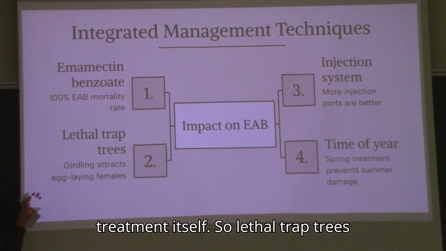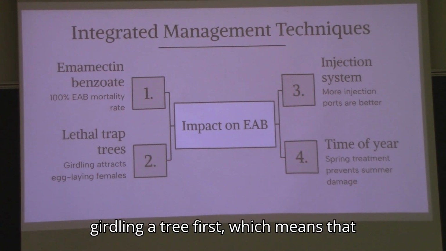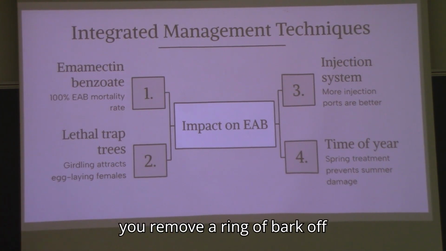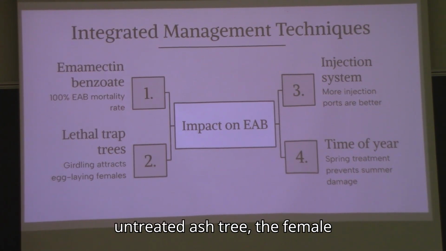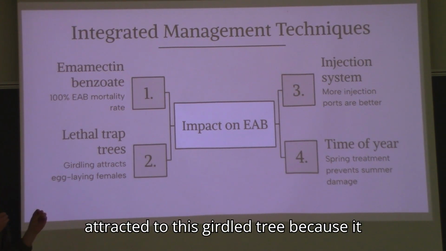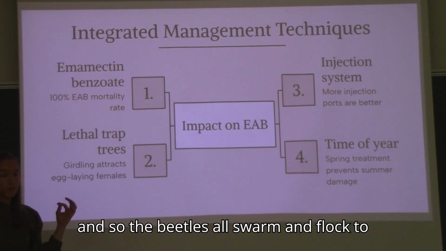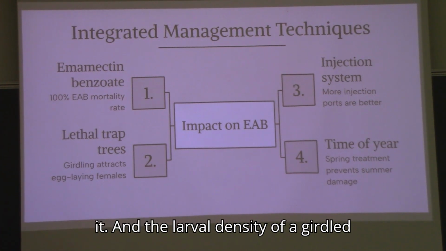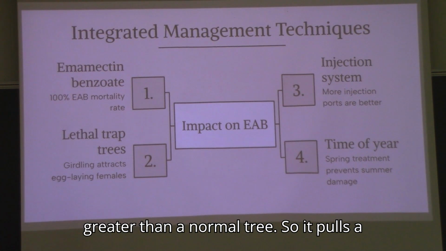So lethal trap trees starts off with girdling a tree first, which means that you remove a ring of bark off of that tree. And typically, in an untreated ash tree, the female egg-laying emerald ash borers are attracted to this girdled tree because it produces stress volatiles into the air. And so the beetles all swarm and flock to it. And the larval density of a girdled tree can be up to 3 to 4 times greater than a normal tree.